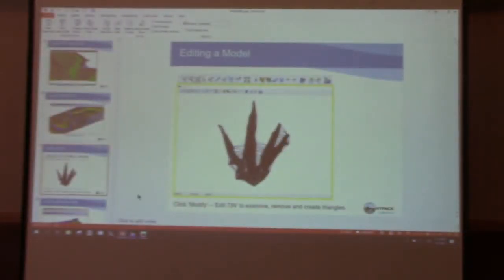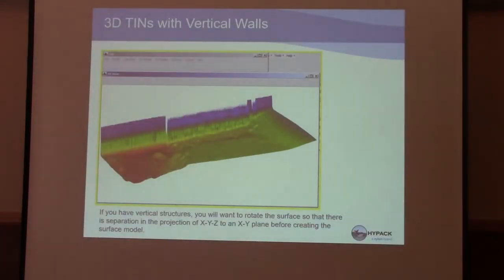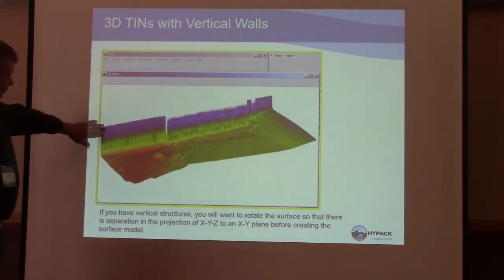All right, tin model. We're talking about editing tin models, tin models and vertical walls. For vertical structures, you have to rotate the surface, and there's a way to rotate the surface and then calculate it to get a tin of a vertical surface. We have a 3D mesh program that connects the lines in a vertical surface better than the tin model can. So you have this nice vertical surface in here.